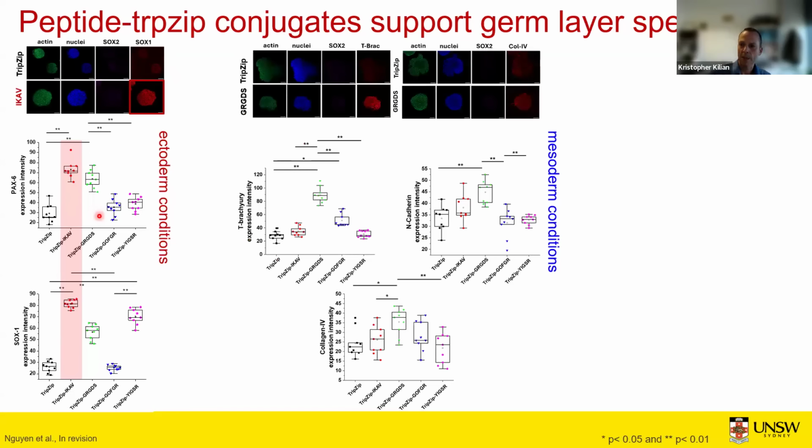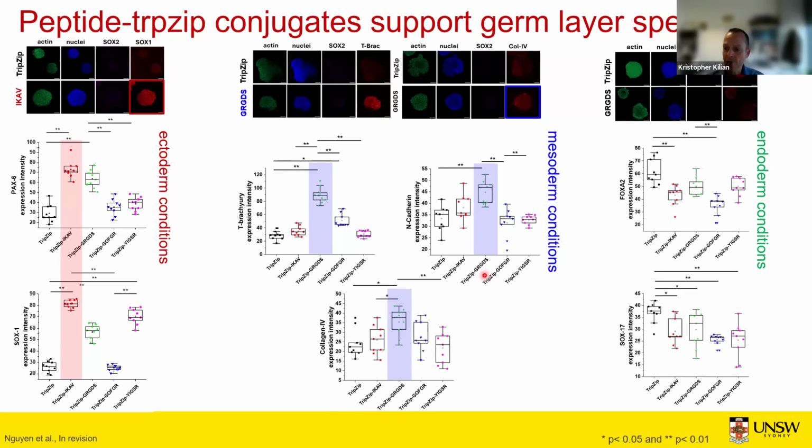Then when we look at mesoderm, and so we exposed another culture alongside these two mesoderm induction cues, we saw another hit for catalyzing mesoderm specification. And this is now T brachyury and collagen 4 expression. And we see that the Trpzip GRGDS is best for that. And then finally, for endoderm, the Trpzip alone, so without having any adhesive motifs on the end, seemed to be the best sequence for culture.